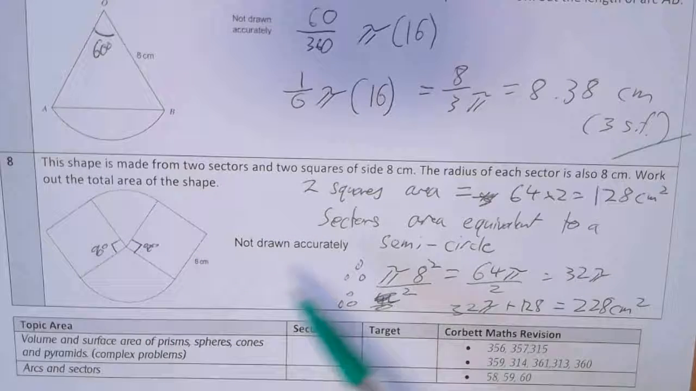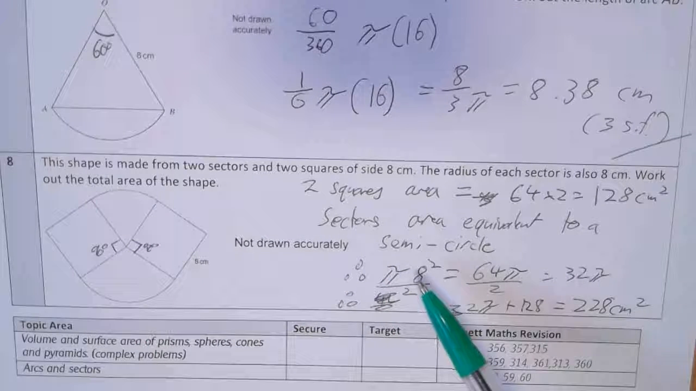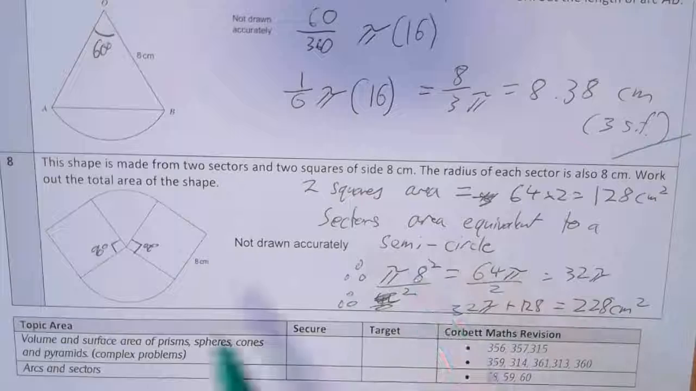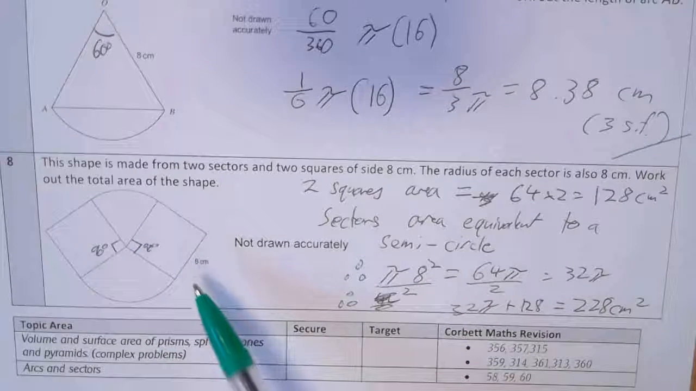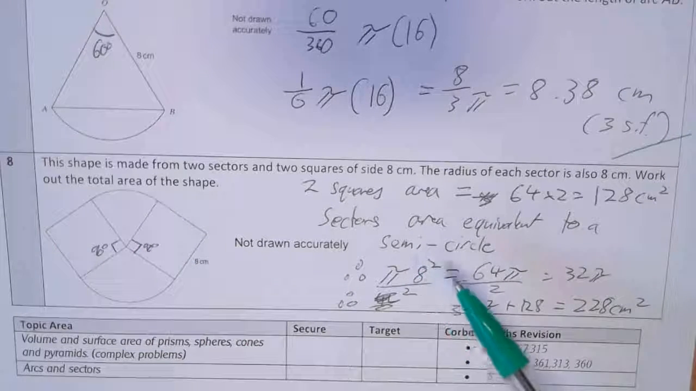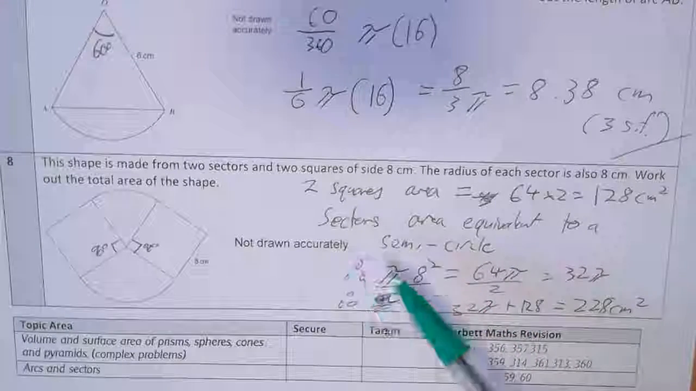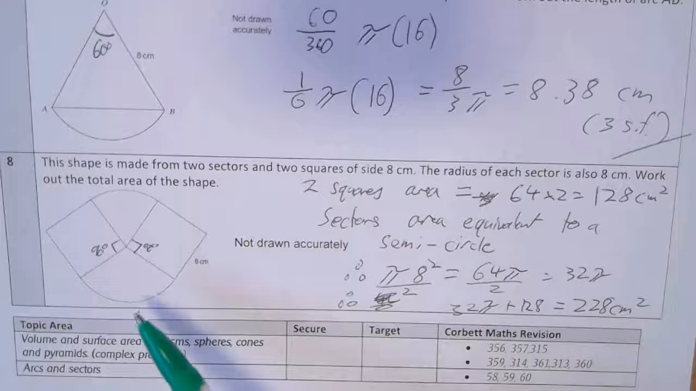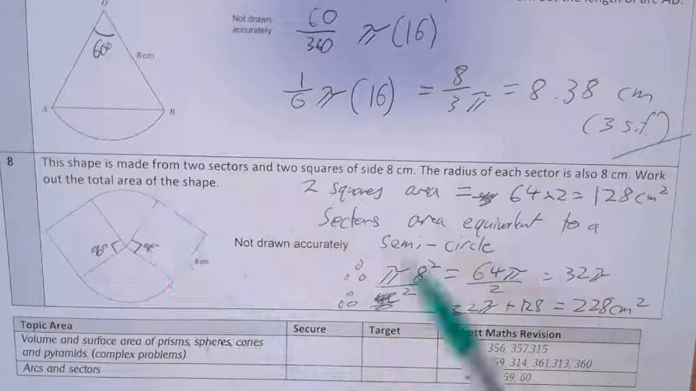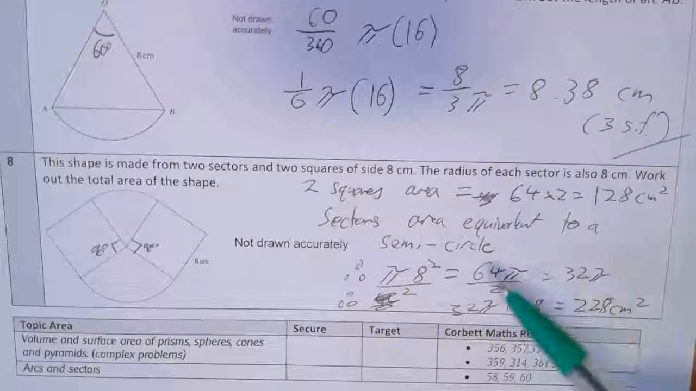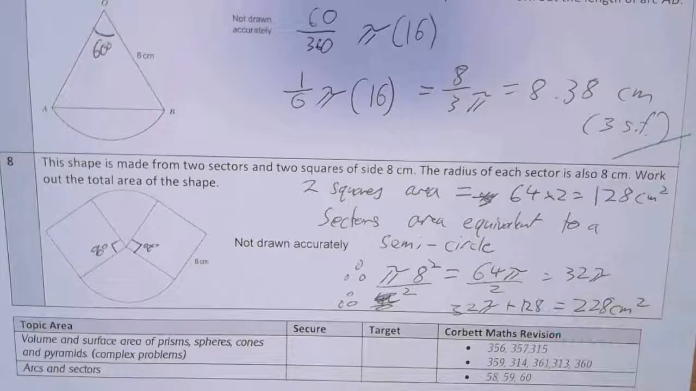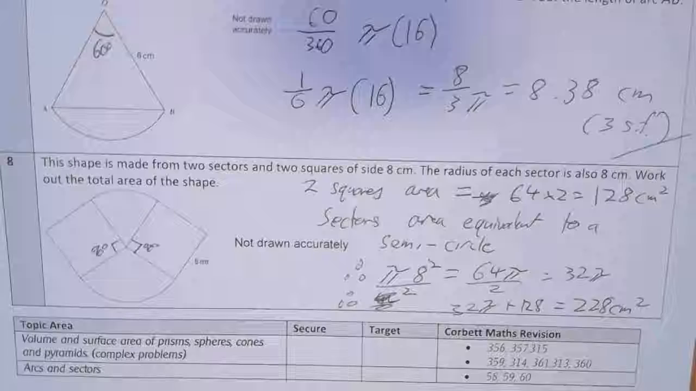So for the whole circle I've got pi r squared. The radius here will be 8 because the radius is one of the sides of the squares. So pi r squared gives me pi 8 squared, which is 64 pi. And this time I've remembered to divide it by 2 to get half of the circle, which is 32 pi. If I add 32 pi to 128, it comes in at 228 centimeters squared.